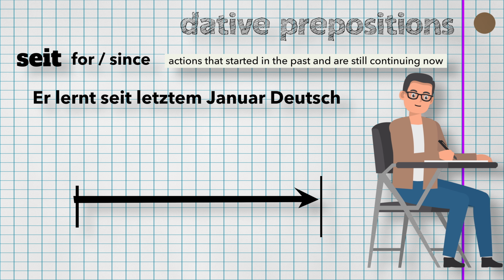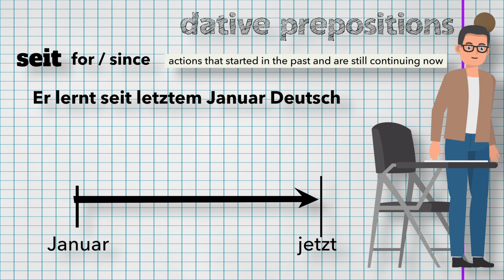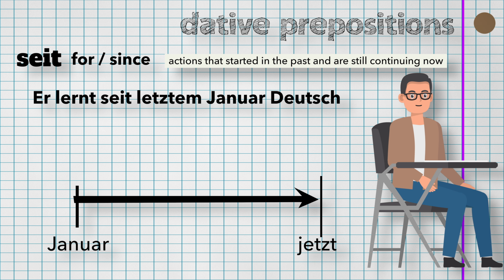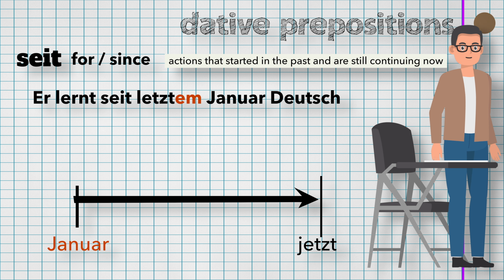"Er lernt seit letztem Januar Deutsch." This has much the same meaning, but instead of referring to a period of time, 3 months, it indicates a clear starting point, last January. And you can see that this is in the dative because of the em ending on the word before the noun, the adjective letztem.